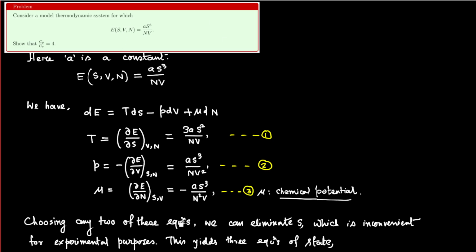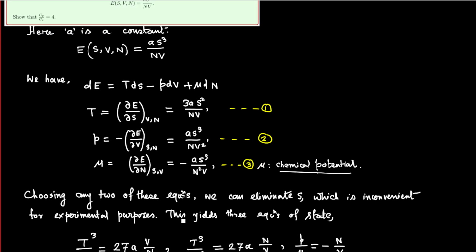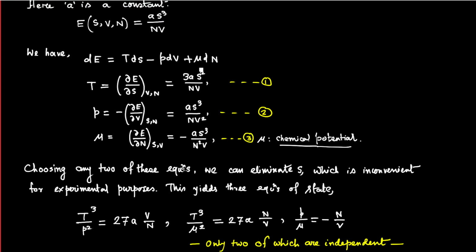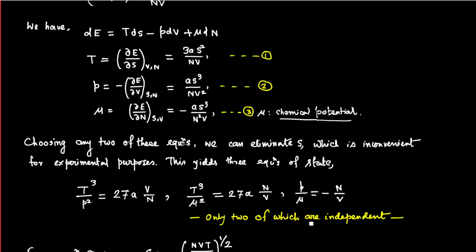Choosing any two of these equations, we can eliminate S, which is inconvenient for experimental purposes. Entropy cannot be measured directly. This yields three equations of state. In order to eliminate S, I am cubing this equation and squaring equation 2 and dividing by this, we'll get this and subsequently this. Only two of which are independent.